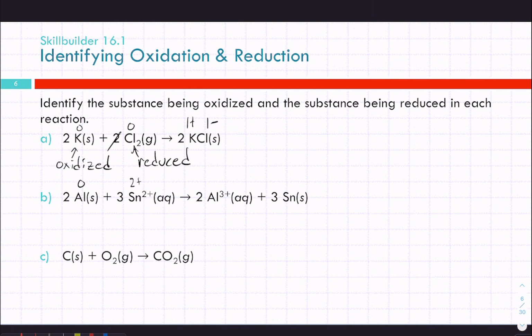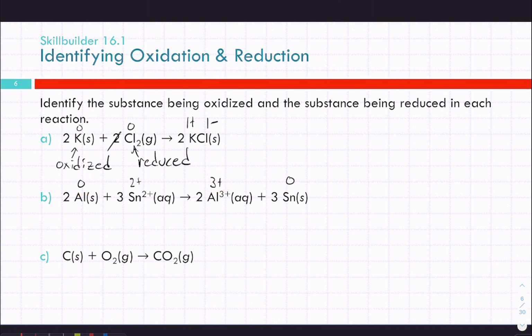Tin has a 2 plus oxidation state. So sometimes the same as charge, not always. On the right side now, we have 3 plus and 0. Again, because aluminum's charge is 3 plus and tin's charge is 0. So what is being oxidized? Was that aluminum? Yeah, aluminum's being oxidized because it goes from 0 to a 3 plus.